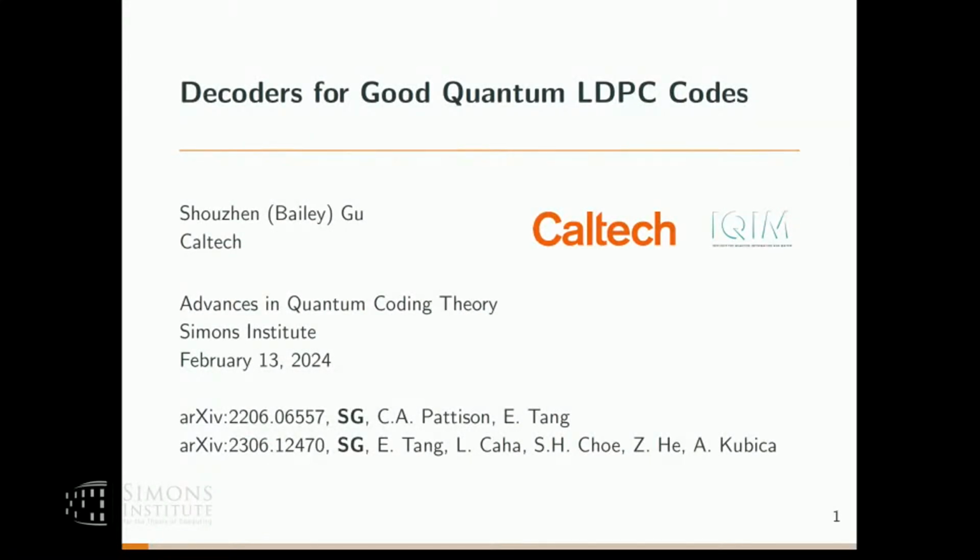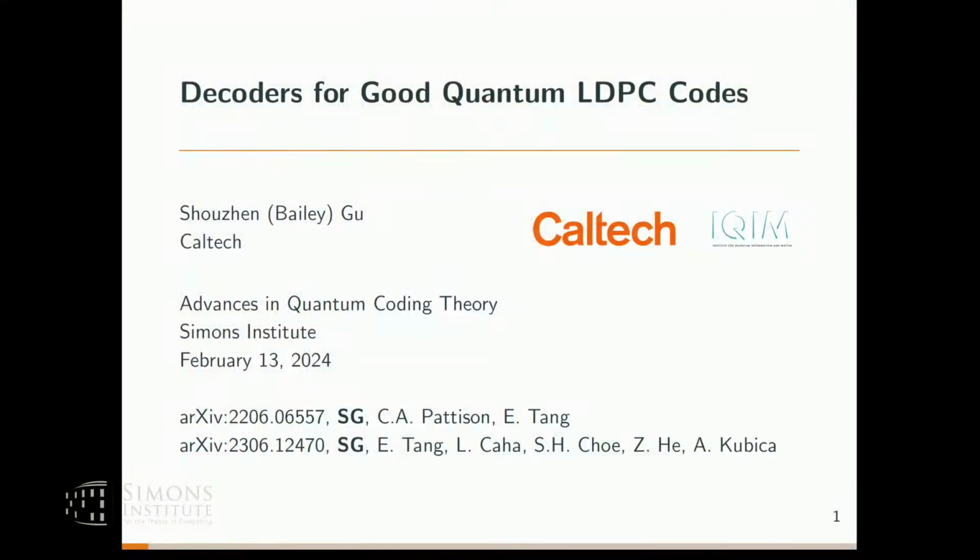Okay, yeah, thanks. And thanks for the invitation to speak here. So today I'm going to tell you about how we might decode some of these good families of quantum LDPC codes. And this talk will mainly be based on these two papers here. And I also want to thank my collaborators as well.